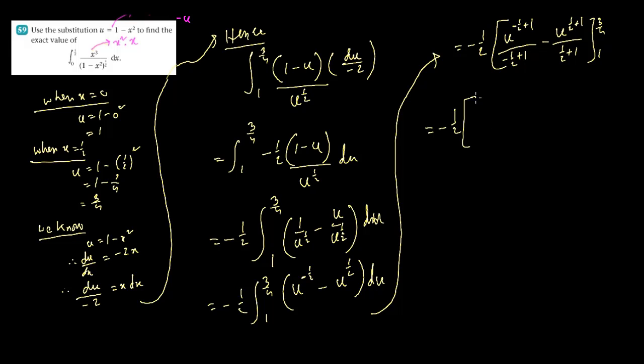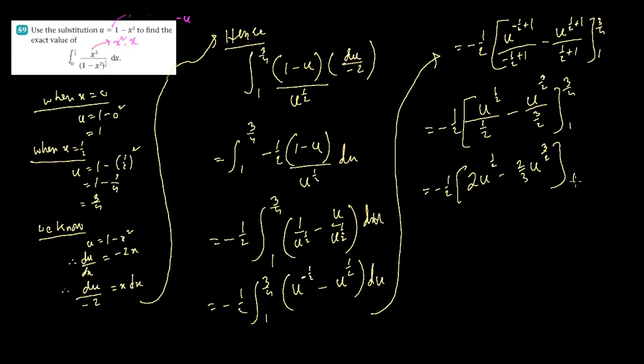So minus half, this would be u to the power 1 minus half, which is half, divided by half. Minus half plus 1 is 3 by 2, divided by 3 by 2, limit is 1 to 3 by 4. Then minus half, 1 divided by half is 2, so this is 2 u to the power half minus 1 divided by 3 by 2, which is 2 by 3 u to the power 3 by 2. This would be 1 to 3 by 4.